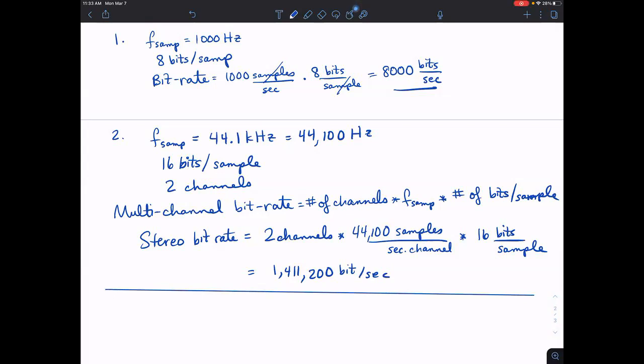Now we're just going to stick with bits for our class, lowercase, but in most computer things, when you see things like MB, GB, those are bytes, which are 8 bits. But for our class, we're just going to stick with bits. We're not going to worry about that factor.